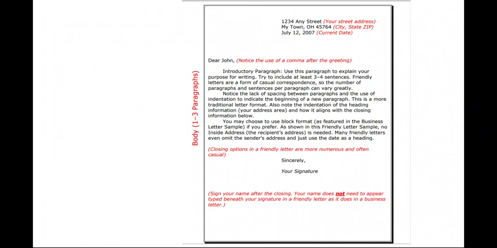This page shows lots of interesting little details about writing a friendly letter. The heading contains your address and the date. You have a greeting like dear, right? And the body tells the reason the letter is being written. The closing, capitalize only the first word, followed by a comma, and the signature.